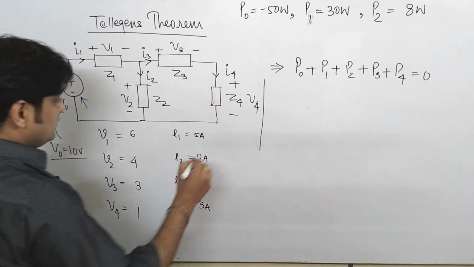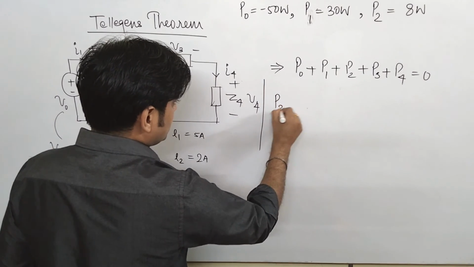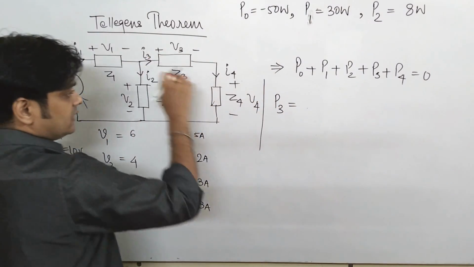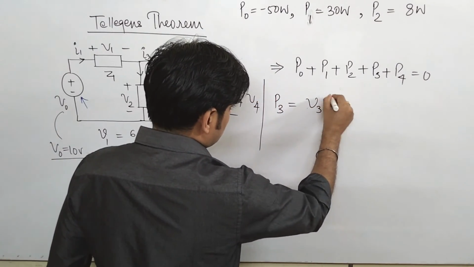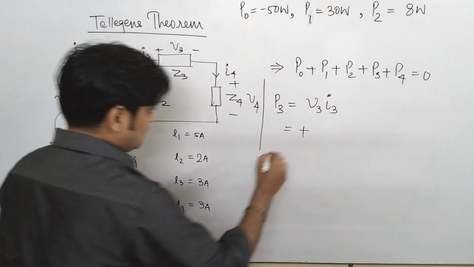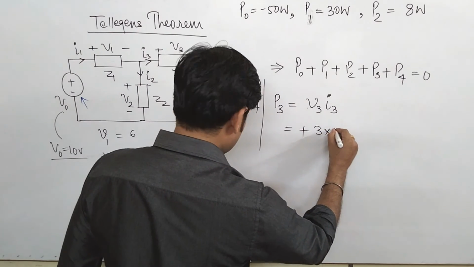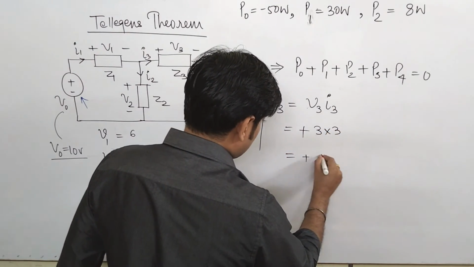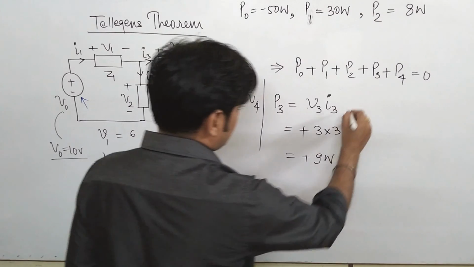Now we find the value of P3. Again for P3, you see current is entering, so the sign comes to be positive because it is absorbing. The value of V3 is 3 and I3 is 3, so that comes to be plus 9 watt. This is the value of P3.